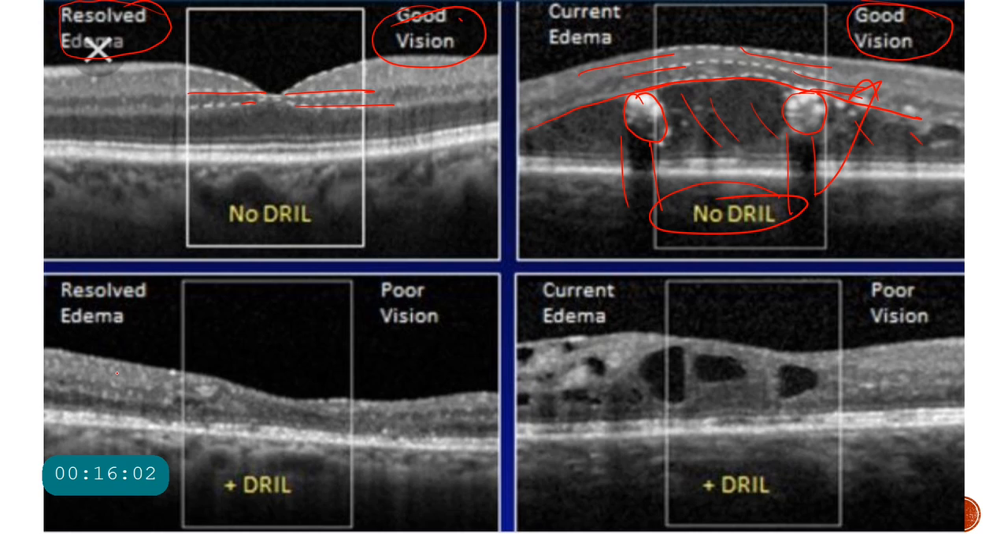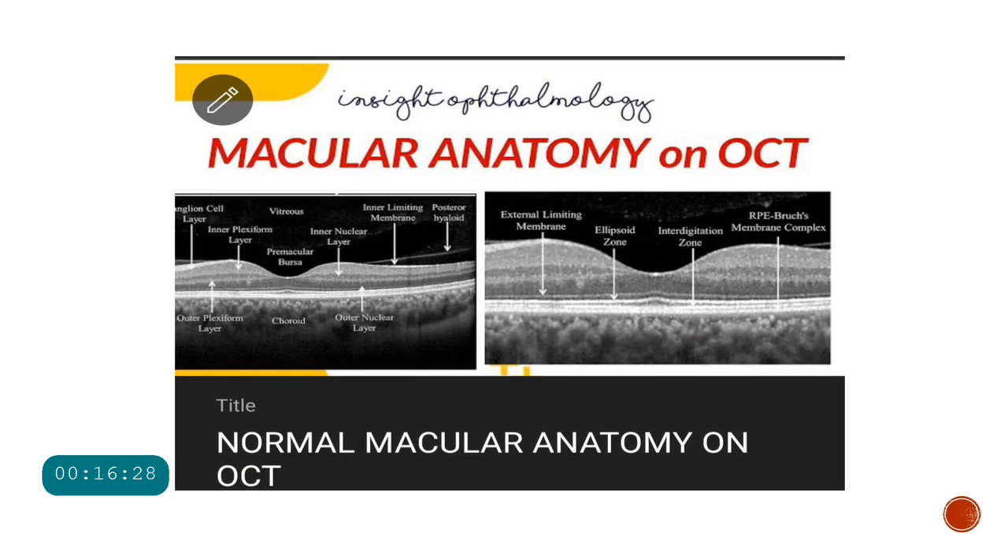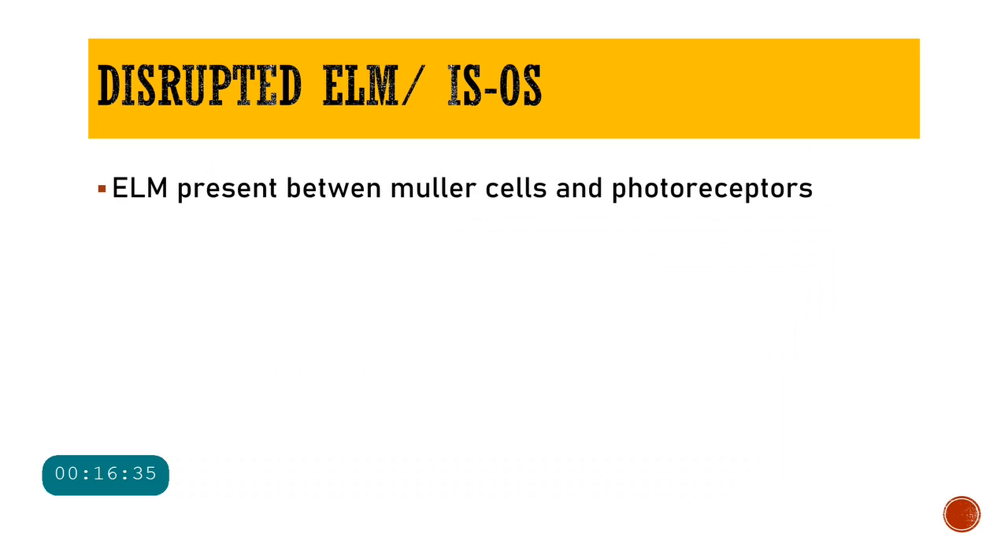Now coming to the third picture over here, you can see the edema has resolved, and here, look, there is no demarcation line, and therefore the patient has poor vision because of the presence of DRIL. Now similarly here also the patient has edema, there are cystic spaces. Cystic spaces will distort your demarcation lines, and therefore the patient will have DRIL and therefore poor vision. So this is a video which is present on the channel about the macular anatomy on OCT, and all of you are advised to visit that video.